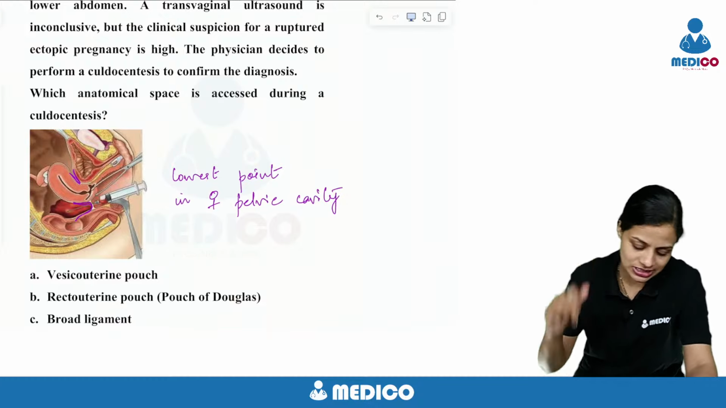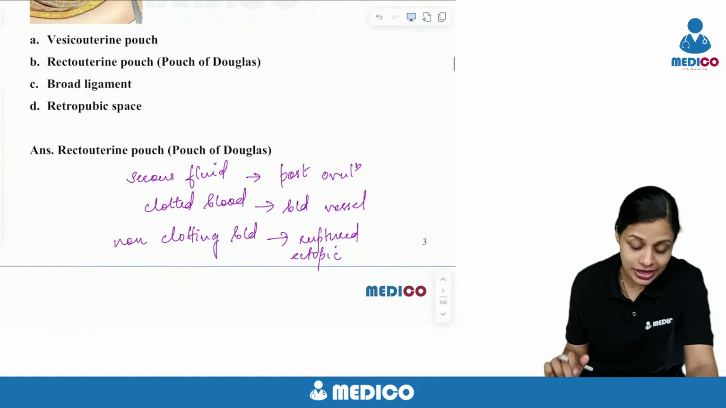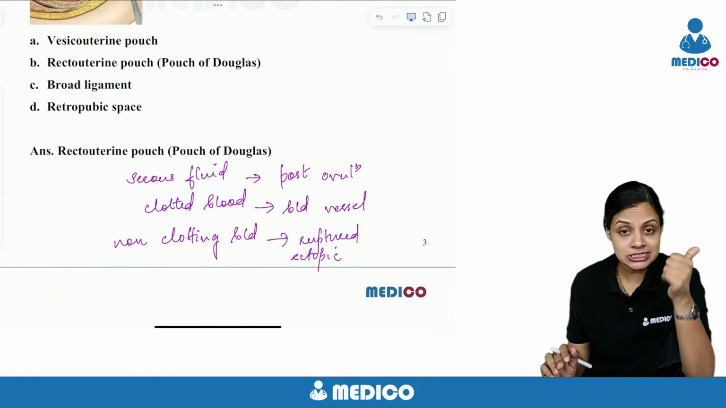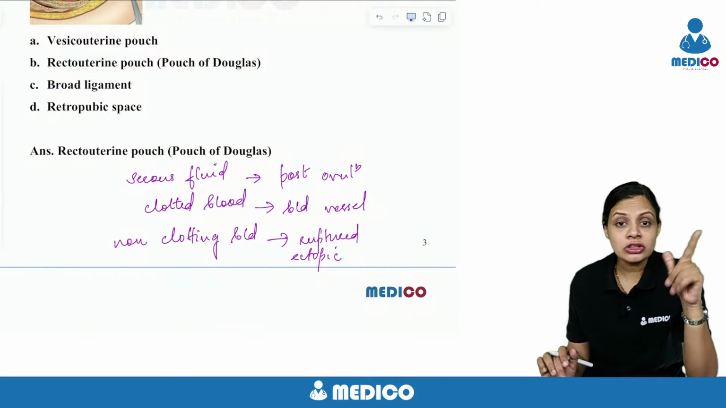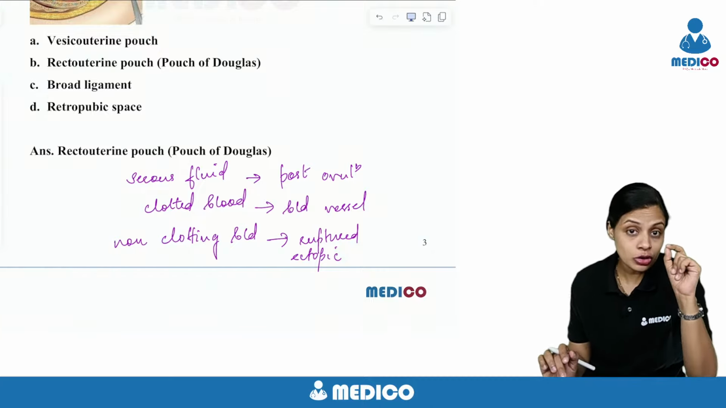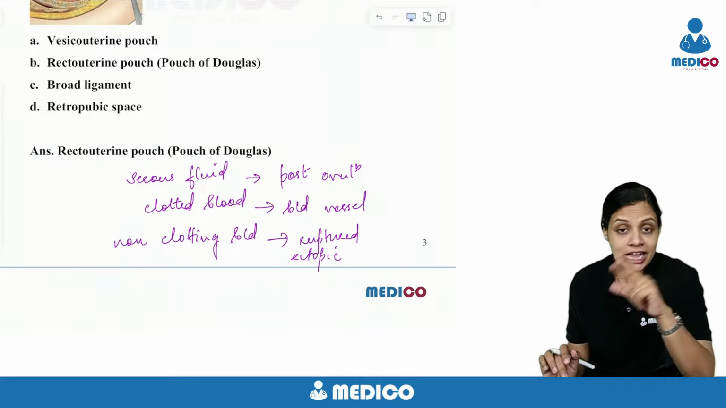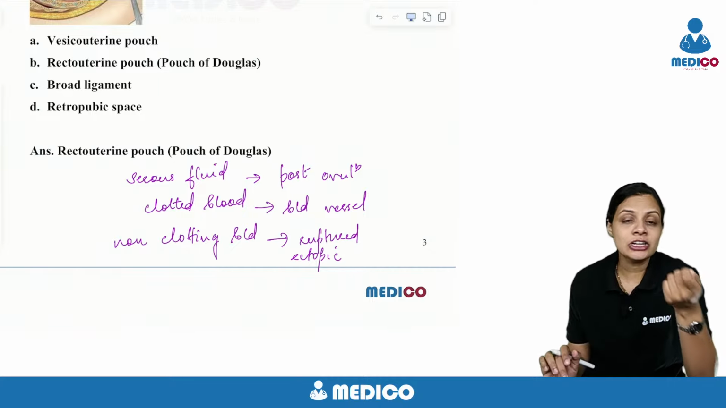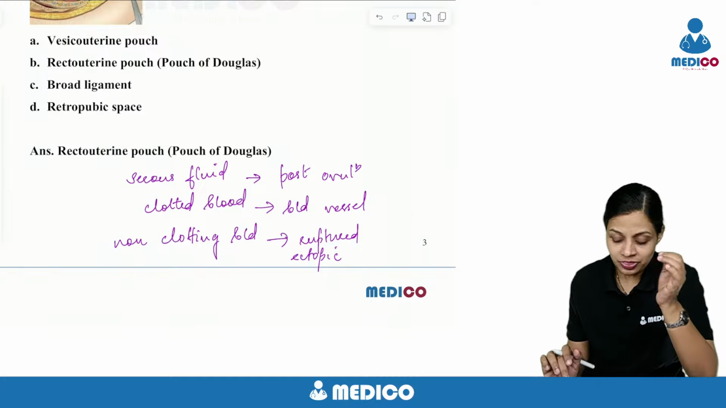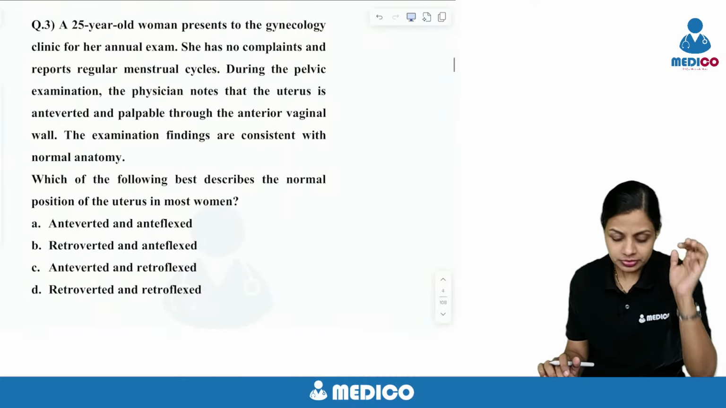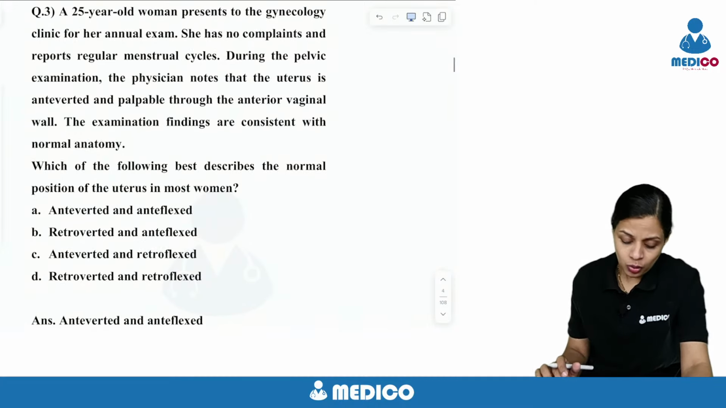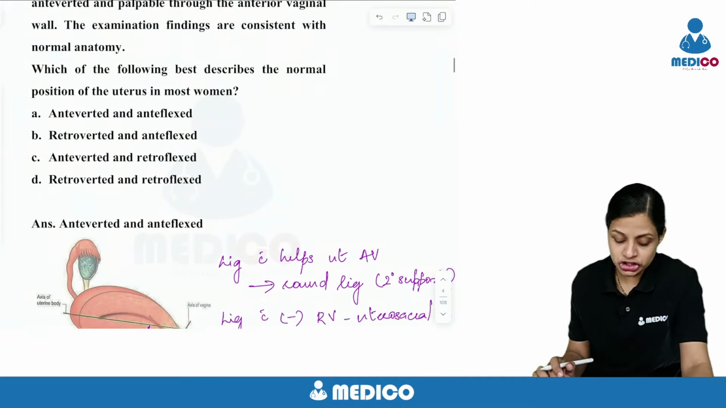we perform a culdocentesis. What are the things we can aspirate? One is serous fluid, which is seen in a case of post-ovulatory. Then you've got the clotted blood, if at all you have gone into a blood vessel. And if it is a non-clotting blood that you are aspirating from the POD, that means it is a ruptured ectopic.